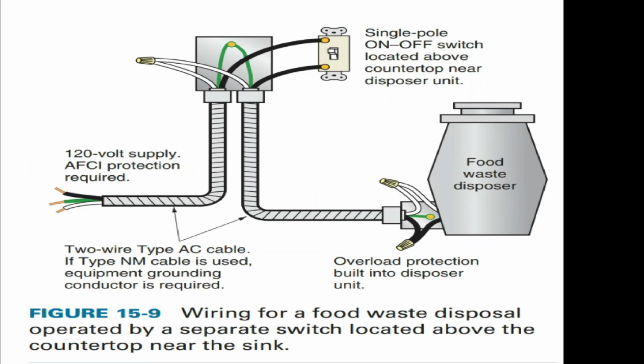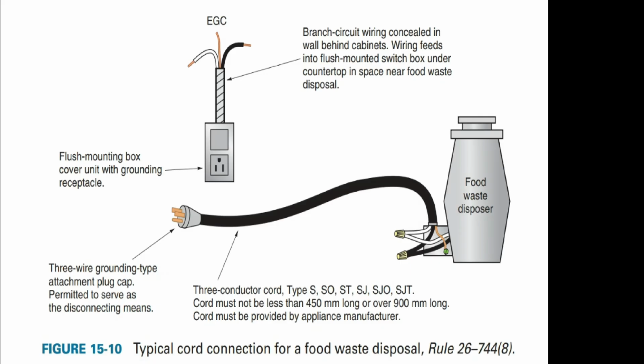Disconnecting means. All electrical appliances must be provided with some means of disconnecting them, Rule 14-010. The disconnecting means may be a separate on-off switch. This picture shows typical cord connection for a food waste disposal, Rule 26-744 (8).